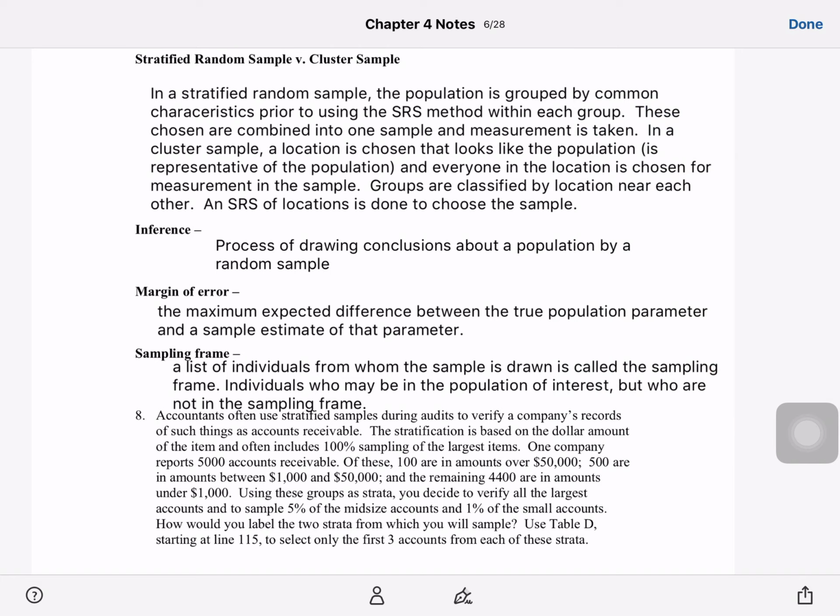We also want to look at a sampling frame. It's a list of individuals from whom the sample is drawn, and those individuals may be in the population of interest, but they may not be in the sampling frame. So the sampling frame is who we actually draw the sample from, not the entire population in some cases.